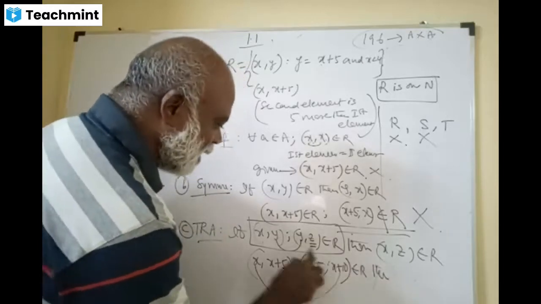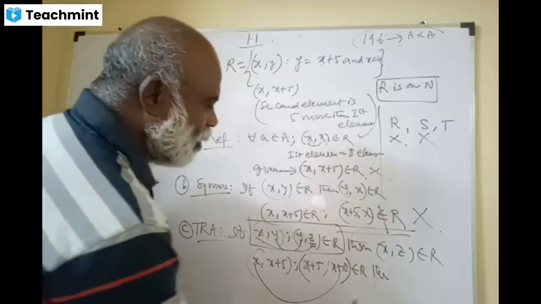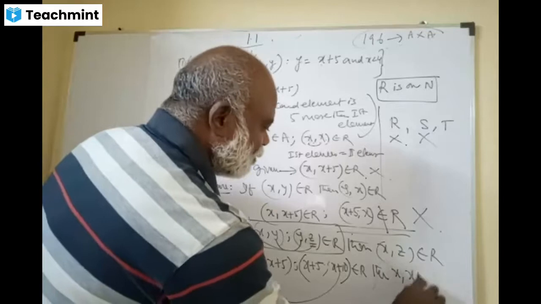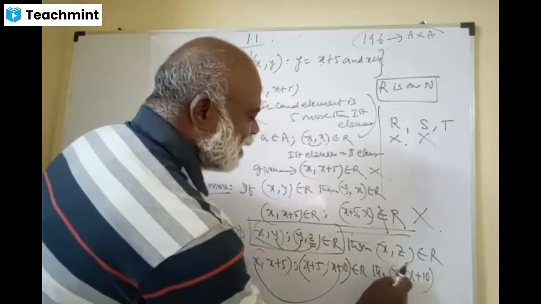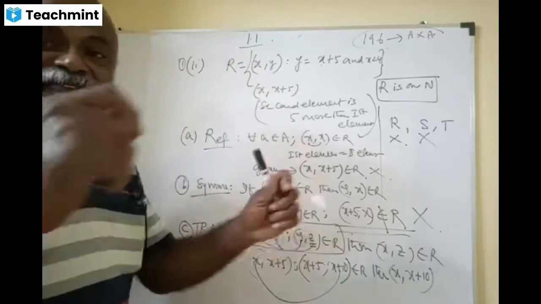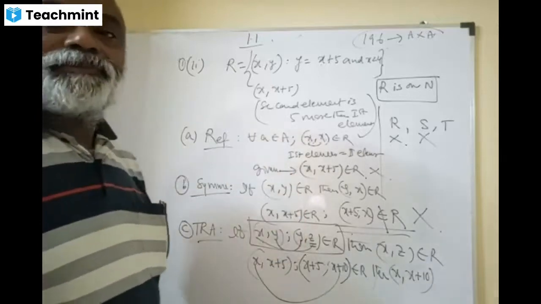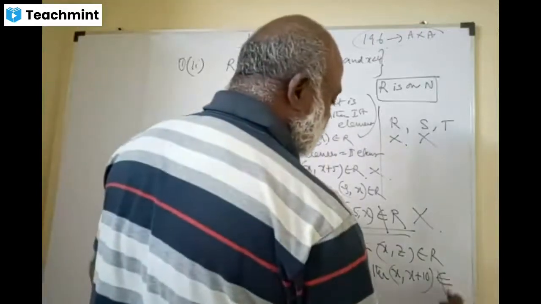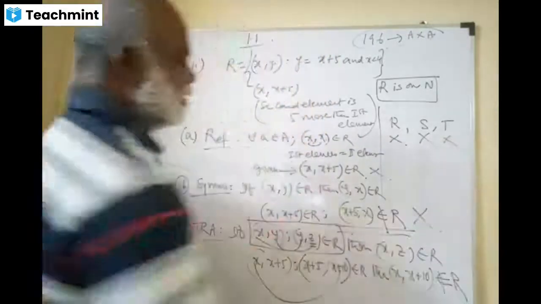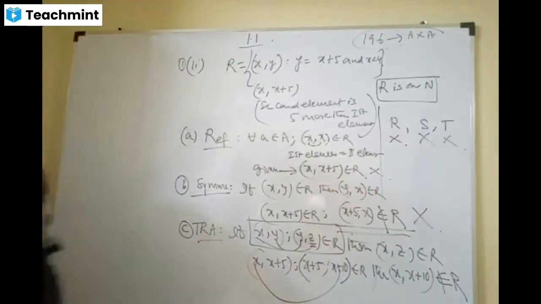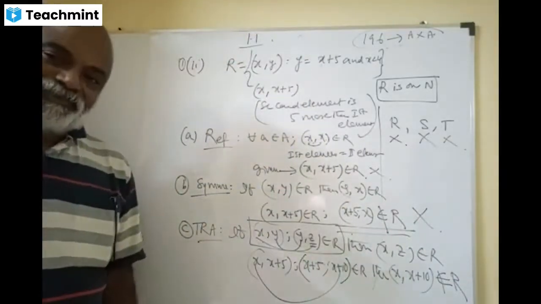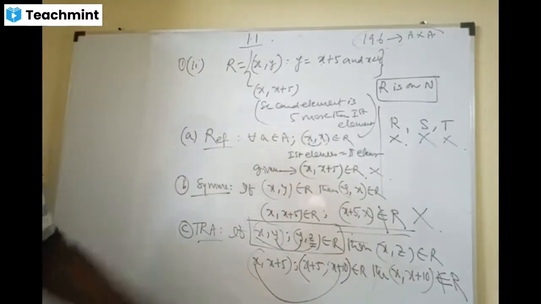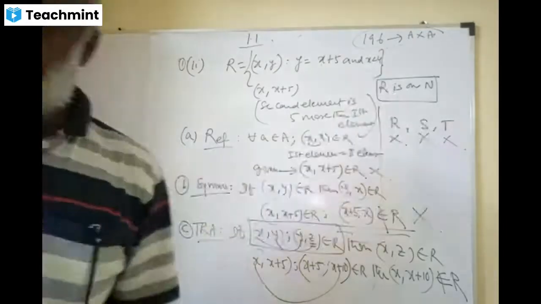Then x comma z. What is that x comma z? X is x only, z is x plus 10. Can you say the second element is precisely 5 more than the first? No, sir. Therefore, it does not belong to R. Now it's not transitive. This is how we can handle these questions. Is it clear? Yes, sir. Please take it.